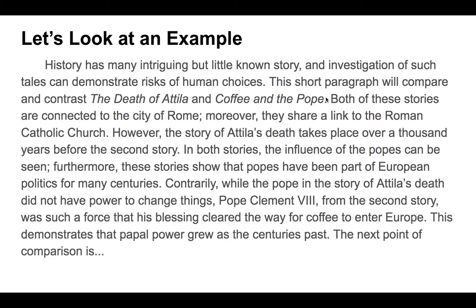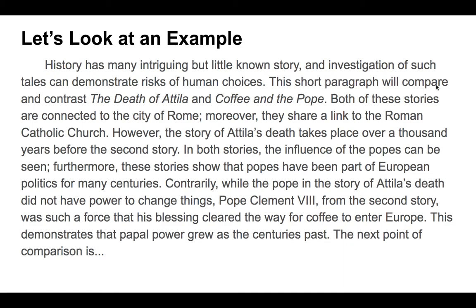Okay, moving on. So I've stated what I'm going to look at. Now I'm going to try to set up a main point, an example, and some discussion or explanation of that. Both of these stories are connected to the city of Rome. Moreover, they share a link to the Roman Catholic Church. Okay, so I'm stating a similarity, which does indeed do what I was stating in my purpose sentence.